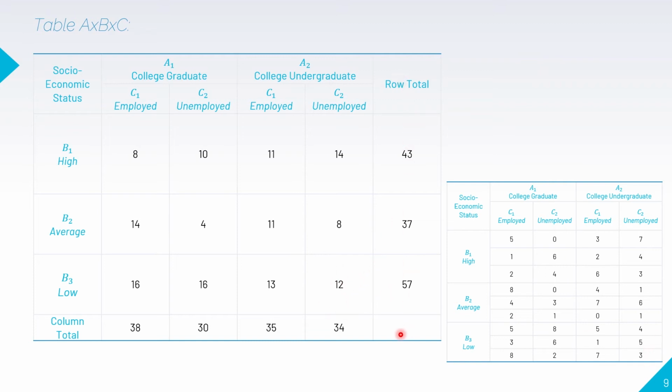And we need to also know the row total and the column total. So 8 plus 10 plus 11 plus 14, we have 43. 14 plus 4 plus 11 plus 8, we have 37. 16 plus 16 plus 13 plus 12, we have 57. So in this one, in our column, we still need to add this one. 8 plus 14 plus 16, we have 38. 10 plus 4 plus 16, we have 30. 11 plus 11 plus 13, we have 35. And 14 plus 8 plus 12, we have 34. So that's our table A by B by C.